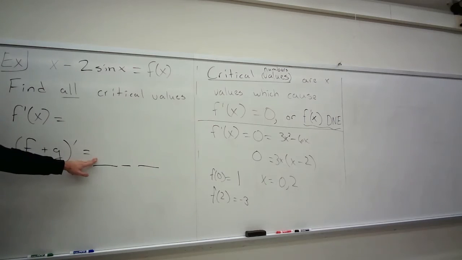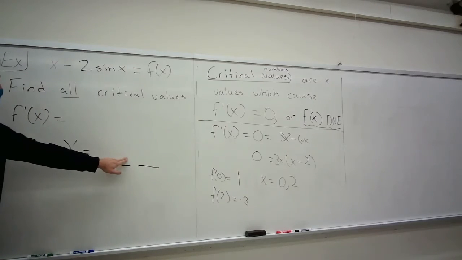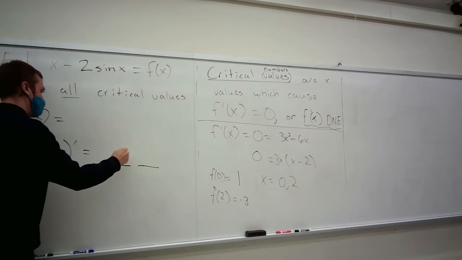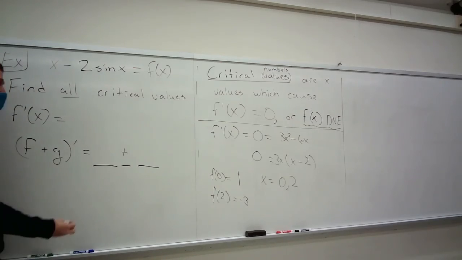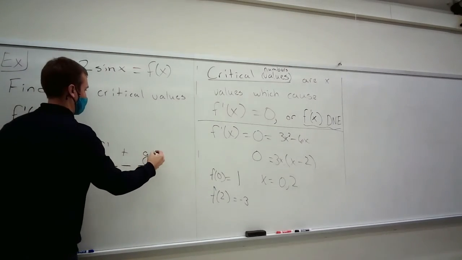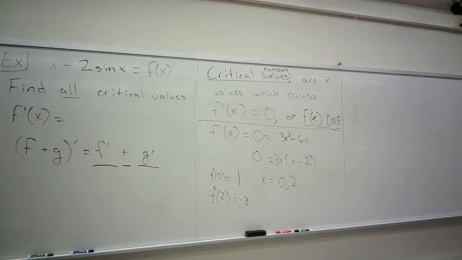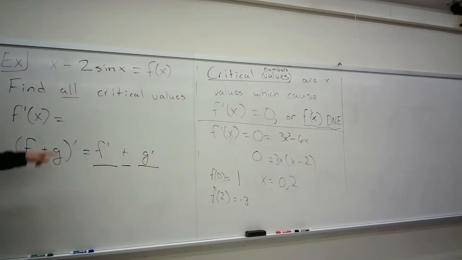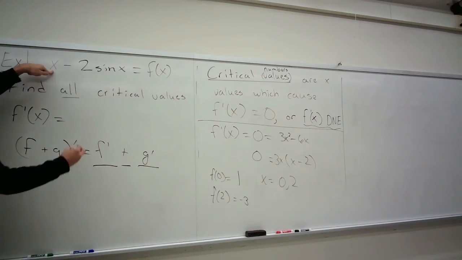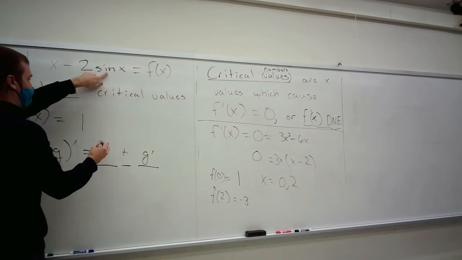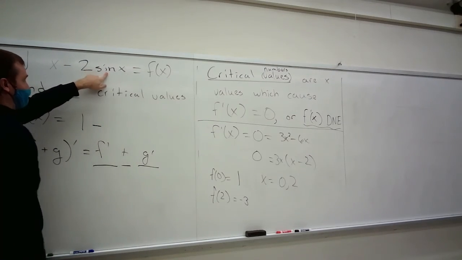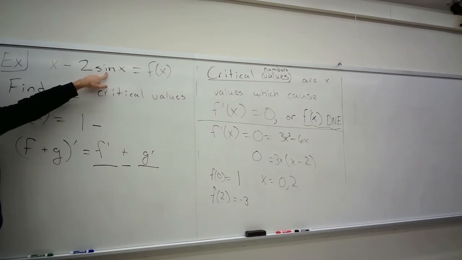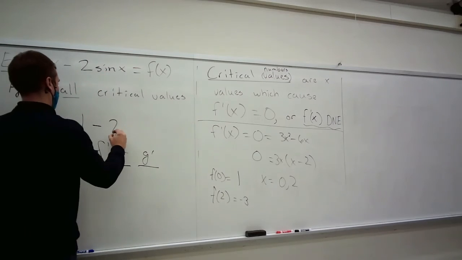Okay, what's the derivative of a sum? It's the sum of derivatives. Okay, here's the sum. Doesn't look like it. What's the derivative of x minus this? It's the derivative of x minus the derivative of that. Okay, derivative of x is 1, derivative of minus 2 sine x, or just 2 sine x, is 2 cosine x.